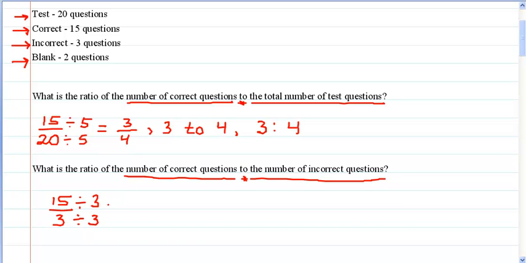And in simplest form, the ratio is 5 over 1. So this would mean that for every 5 questions you answer correctly, 1 question is answered incorrectly. So 5 over 1, or 5 to 1, or 5 to 1 using the colon as a symbol, are three different ways to express the ratio.